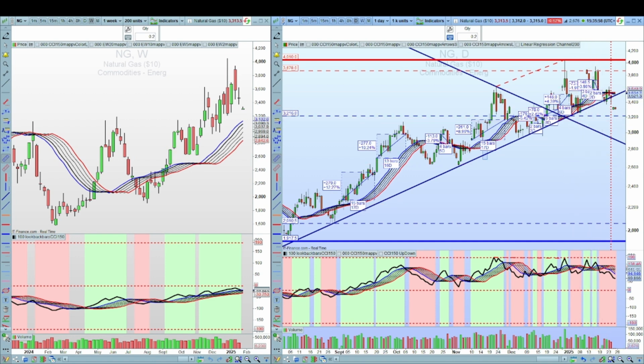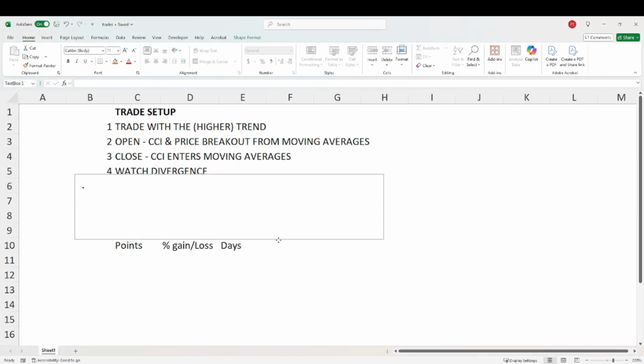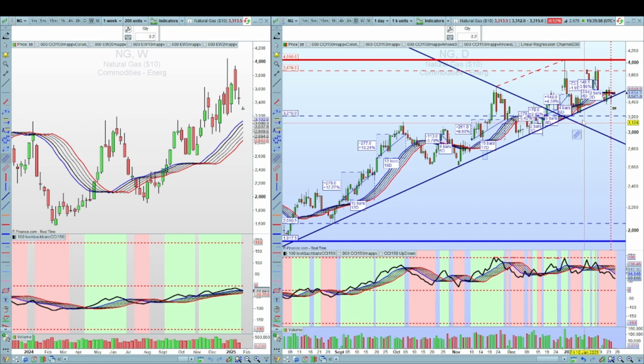So again, going back to our rules, close when the CCI enters the moving average range. Now, one thing you've got to notice as well is the last rule is watch for any divergence. Now, go back to the charts, and you'll notice here we've identified our first bearish divergence between those peaks, almost a double top on the CCI versus higher highs on the price. That was your first warning that there's a bearish divergence.